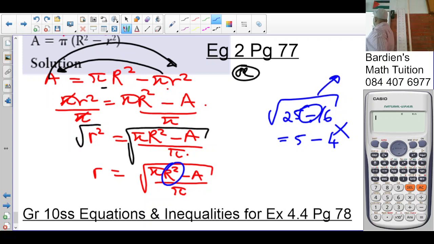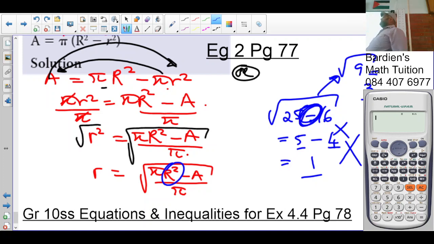If you look at it this way, what's 25 minus 16? 9. What's the square root of 9? 3. What's 5 minus 4? 1. So which one of the two is correct? Of course not this one. So the rule is, if there's a plus or minus between it, it has to be one term that you apply the square root on. So if you look here, is this one term in the numerator? No. So you can't apply it to parts of it.